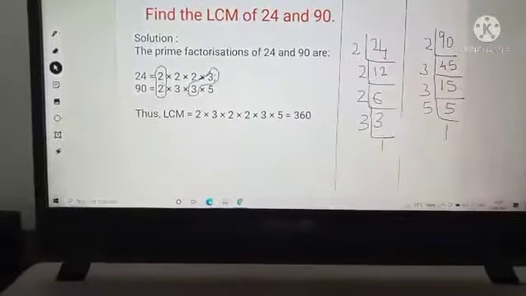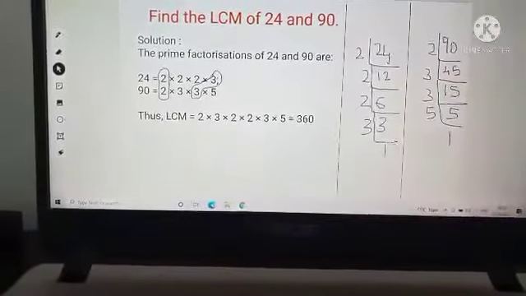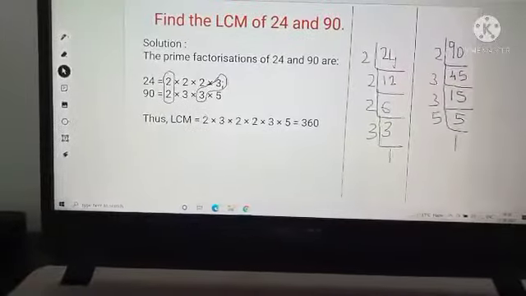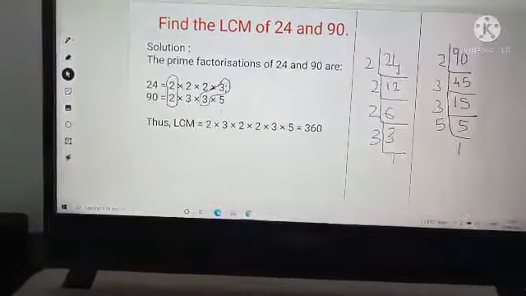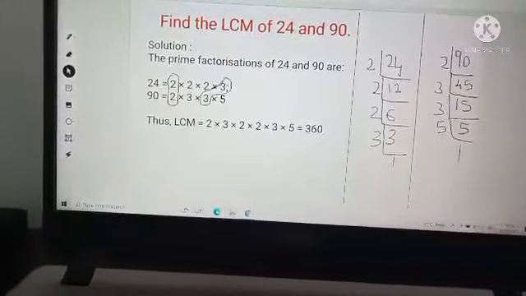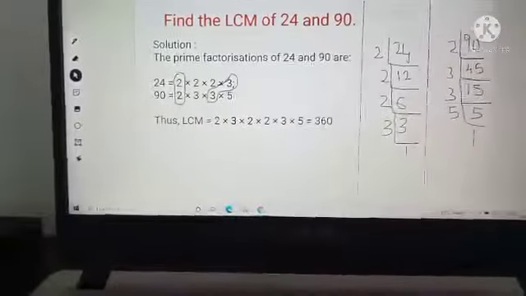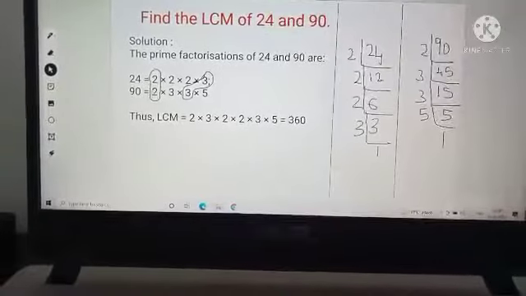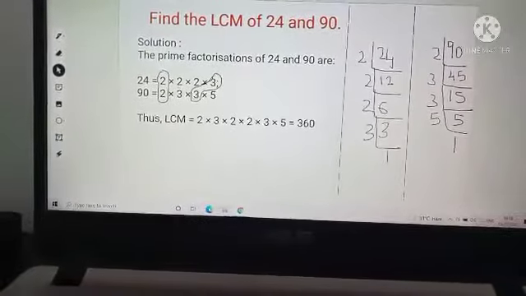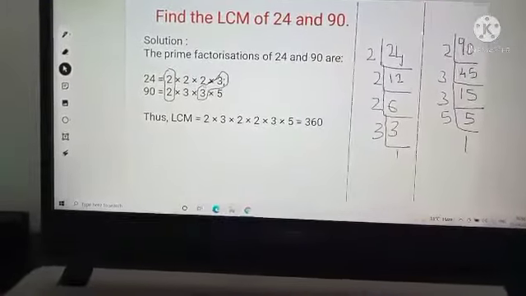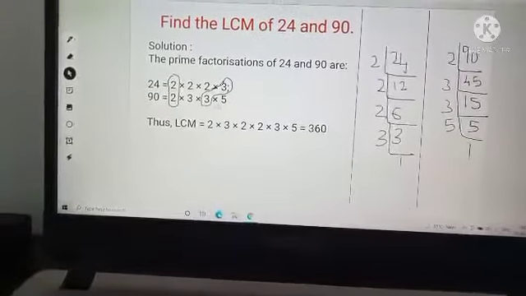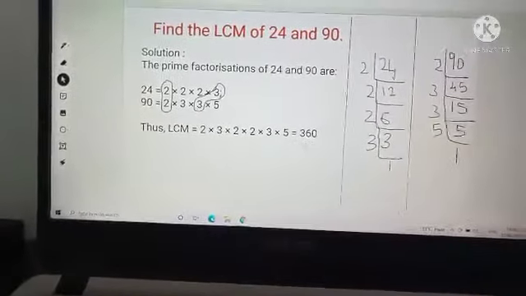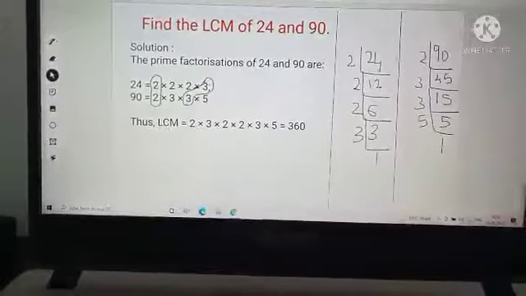So how to find the LCM? Take the common factors first. This 2, I take the 2. This 3, I take one 3. Then with this, we will multiply all the unpaired factors. So here 2 into 3 into 2 into 2 into 3 into 5. What is the answer? Yes, 360.